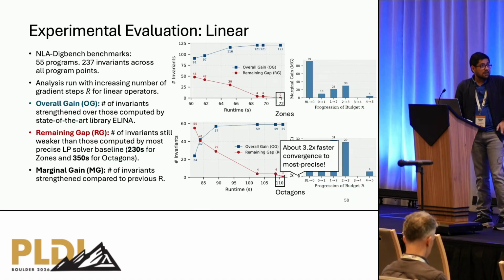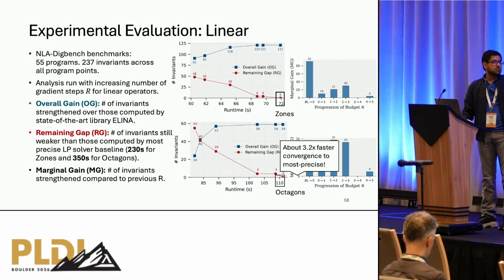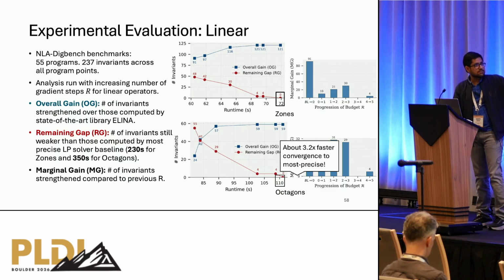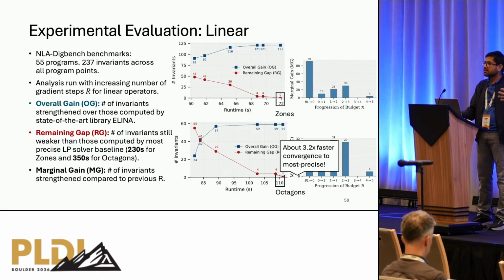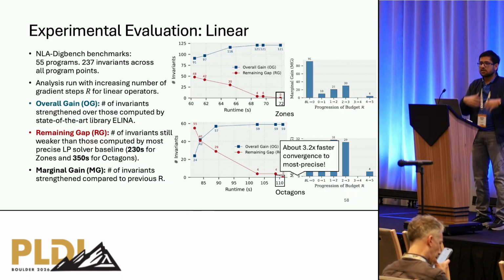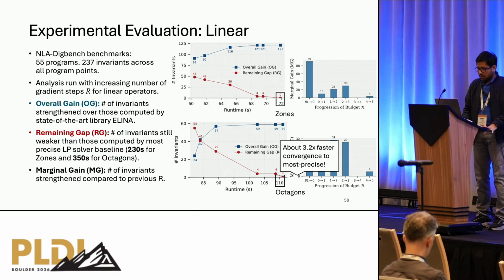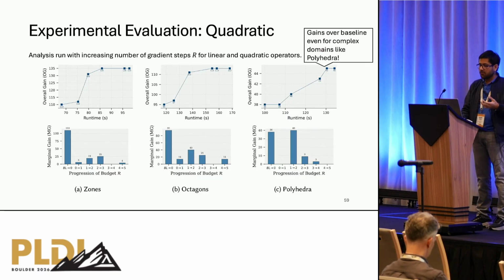A thing to note here is that when we run this analysis using the LP solver baseline, that takes 230 seconds for zones and 350 seconds for octagons. But our analysis reaches there in 70 and 110 seconds, and this makes us around 3.2x faster than these heavily optimized LP solvers. And that is because we do this gradient descent and jointly optimize the bounds. We also evaluate our framework on quadratic operators, and here we see that even for domains like Polyhedra, we get these precision gains.